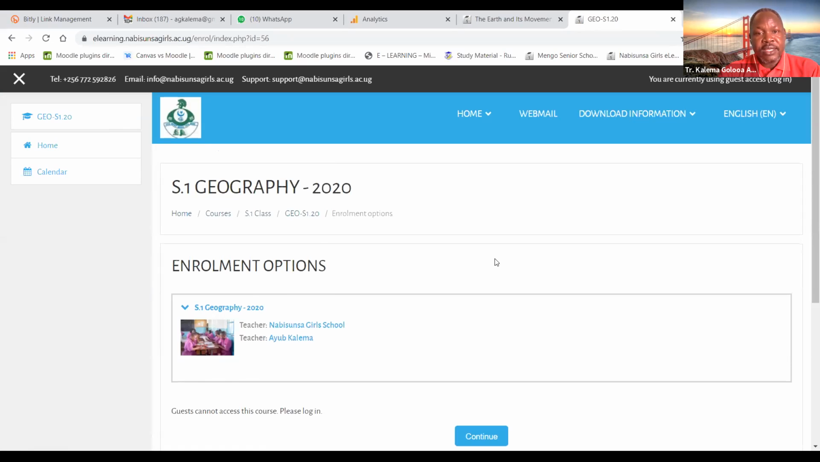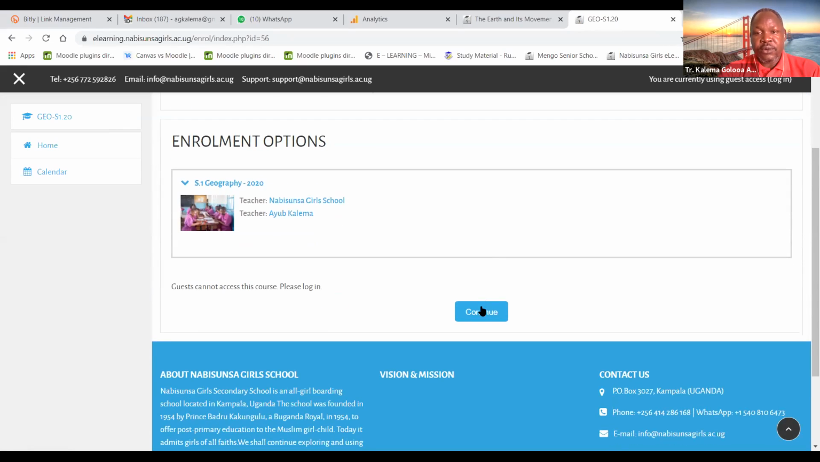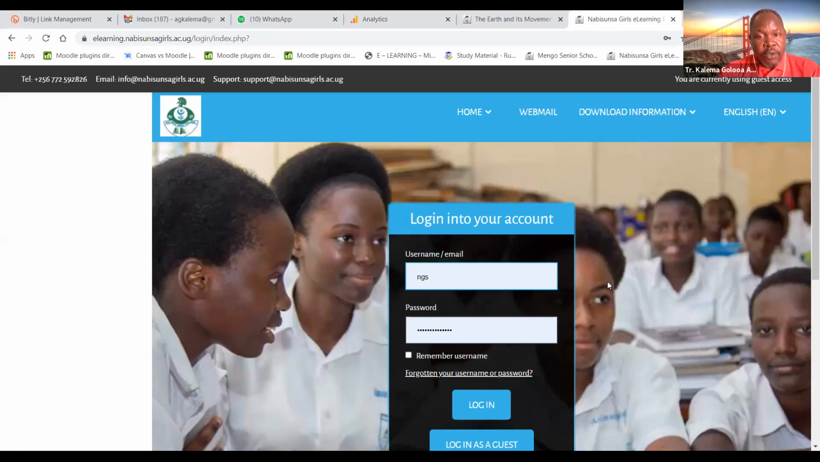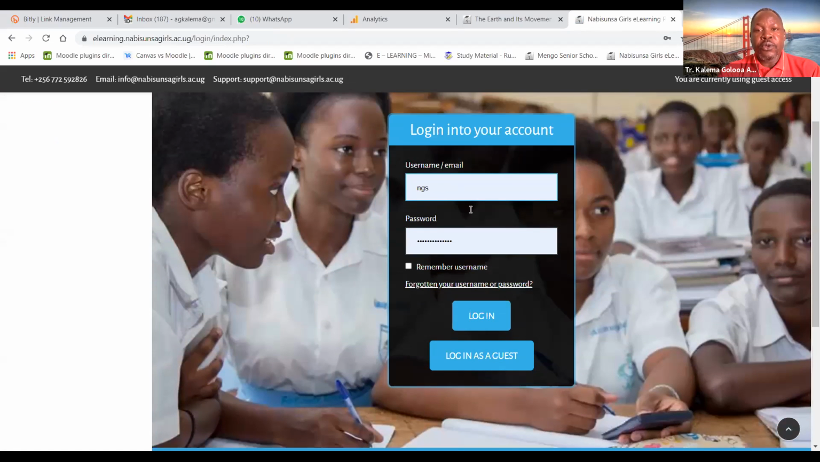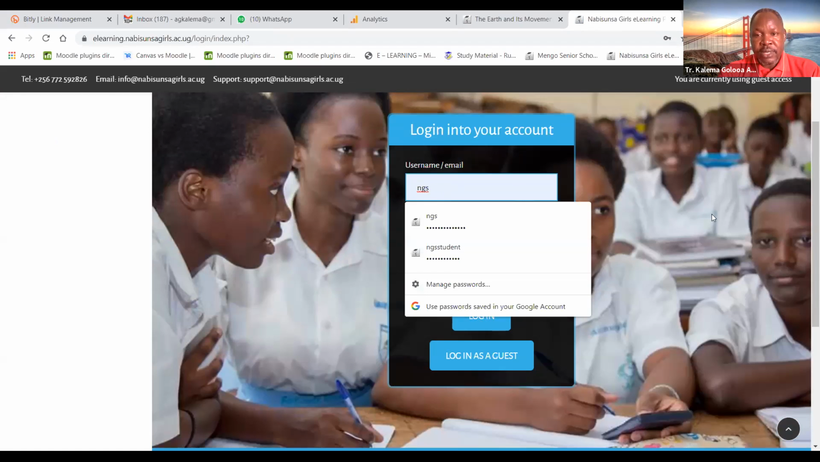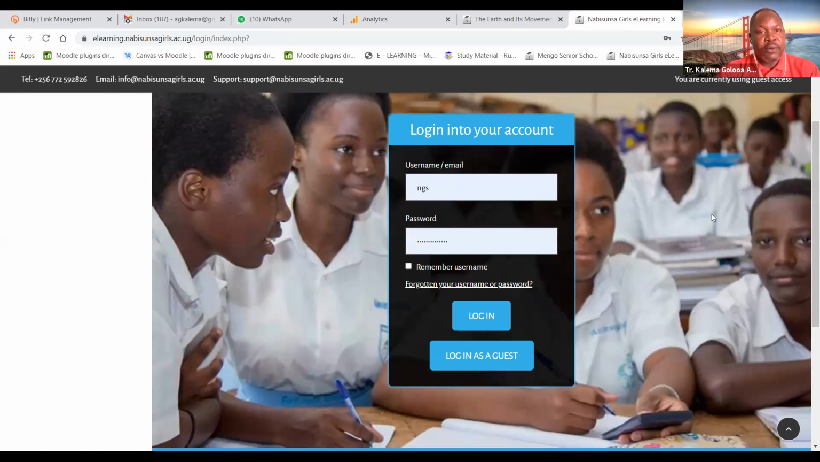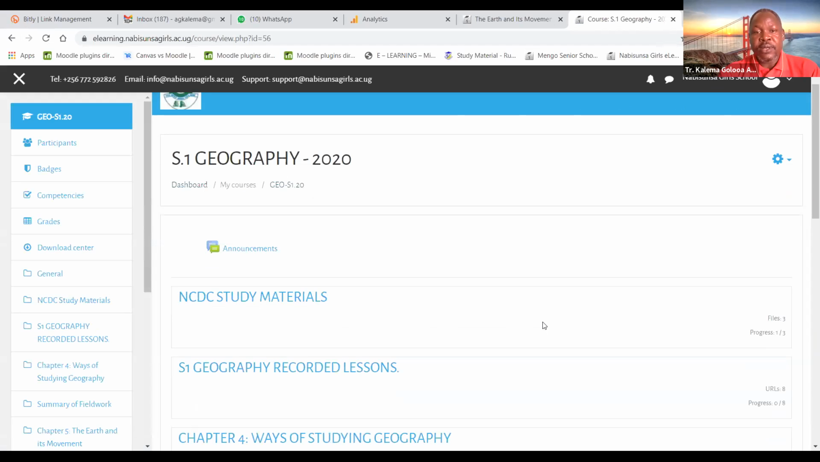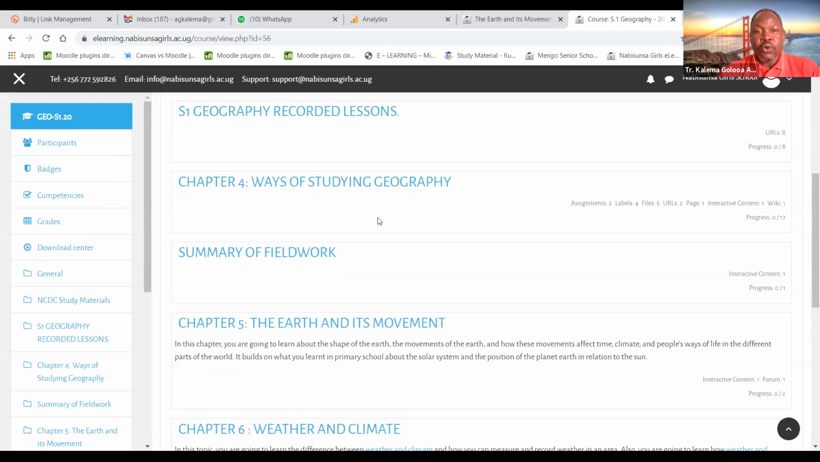When you click it, or you say next, continue. If you are not a member, or if you're a member, then you put your username and your password. If you already signed in, because some of you already know how to sign in, just look for the course, Senior 1. So you go for the course, Senior 1. Then you go to Chapter 5.